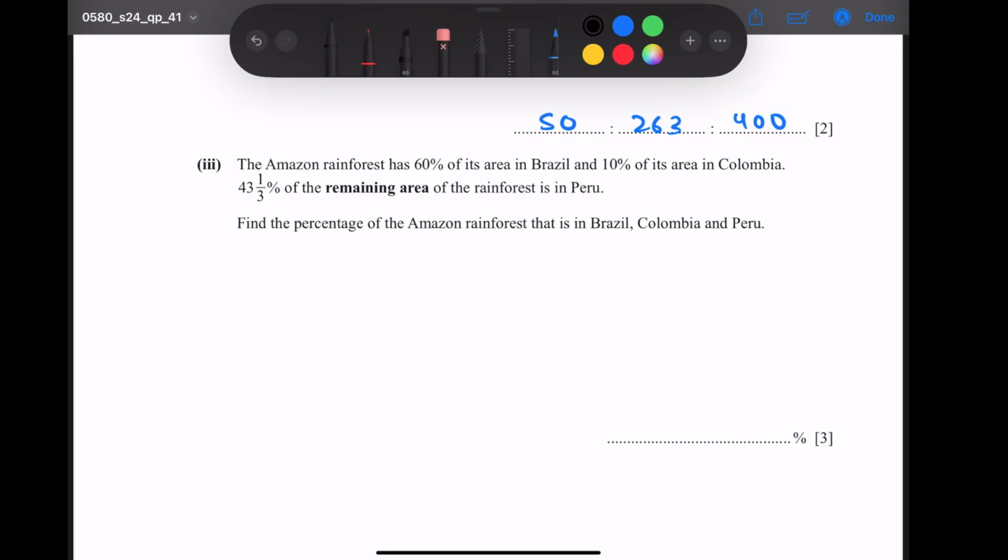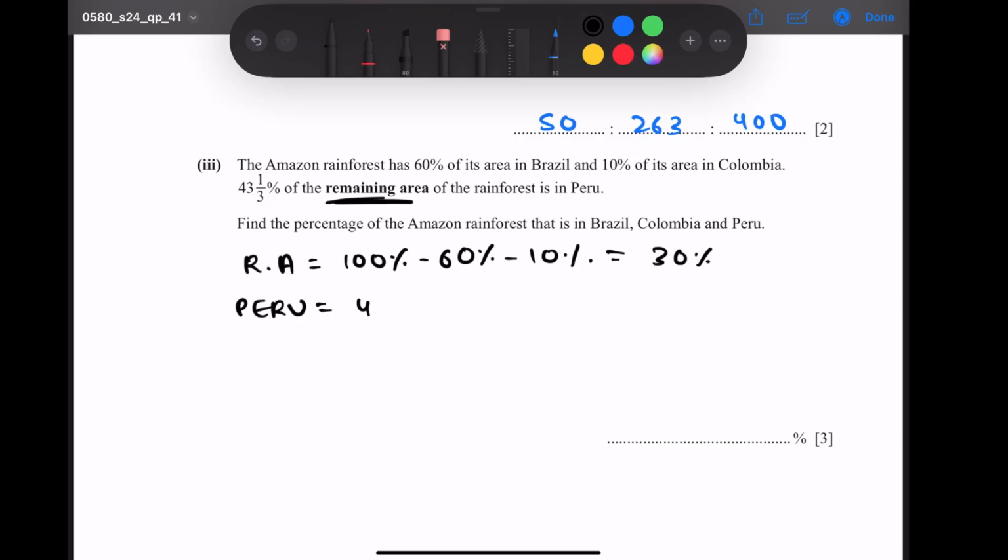So in this case, if we first find the remaining area, which I'll write as RA for now, this would be equal to 100% of the Amazon rainforest minus the area that's in Brazil, which is 60% of the Amazon rainforest, minus 10% of the Amazon rainforest, since that's in Colombia. This value, which is 30% of the Amazon rainforest, represents the amount of rainforest of the Amazon that's neither in Brazil nor in Colombia. And out of this 30%, 43 and a third is in Peru, which means that Peru would be equal to 43 and a third percent of 30% of the Amazon rainforest, which is equal to 13% of the Amazon rainforest.